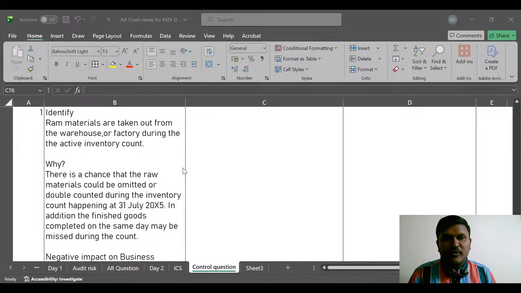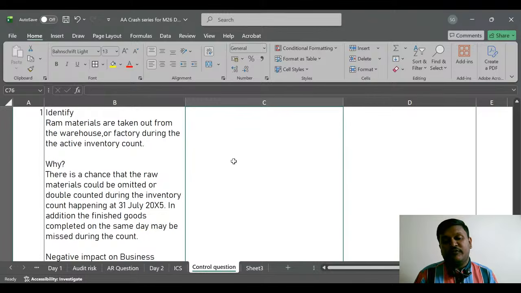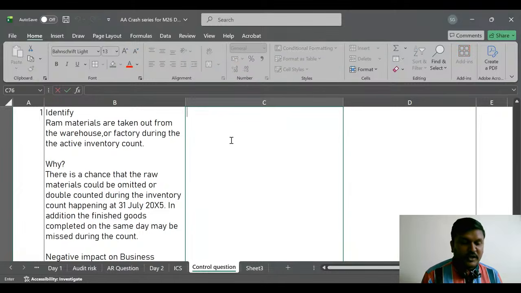Raw material count could be wrong. That is the deficiency we are looking at over here. So what would be the recommendation you will be making relating to this? I need to ensure that inventory count is happening without any problems. I need to ensure that raw materials are also counted regularly. I need to ensure that the finished goods completed on that day also come in clearly. So I'll consider the point number 1.